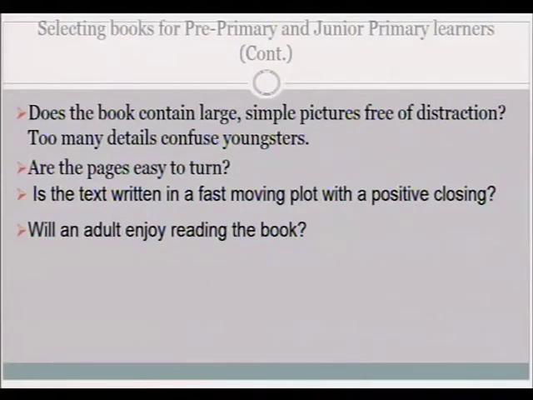Will an adult enjoy reading the book? You are, of course, at times going to read for them. How often or how many times will you read this book if you don't enjoy it? So you should enjoy reading it so that you can actually read it for them over and over.